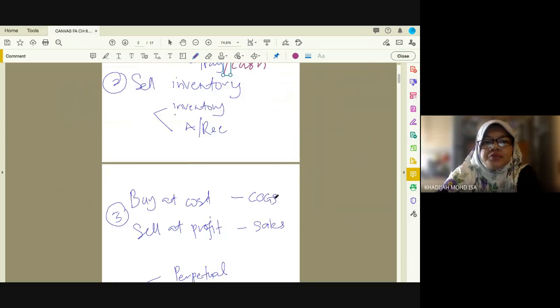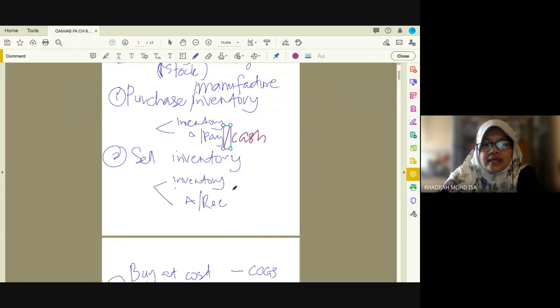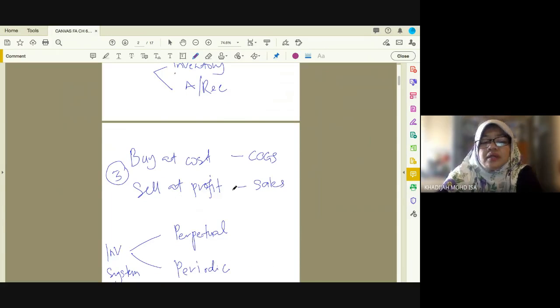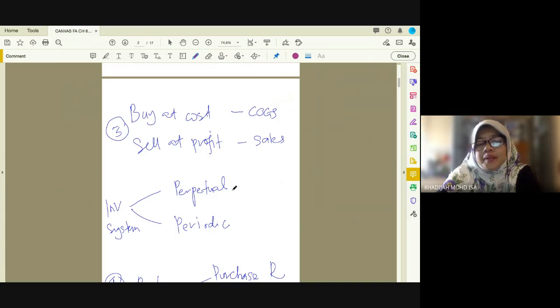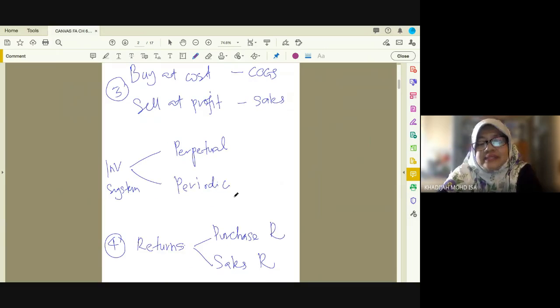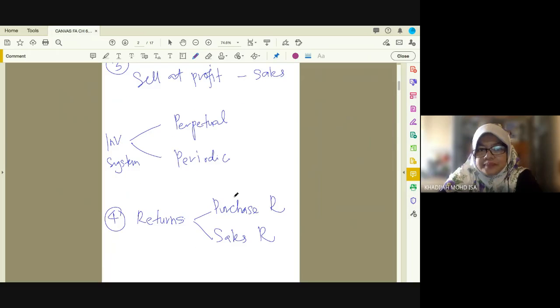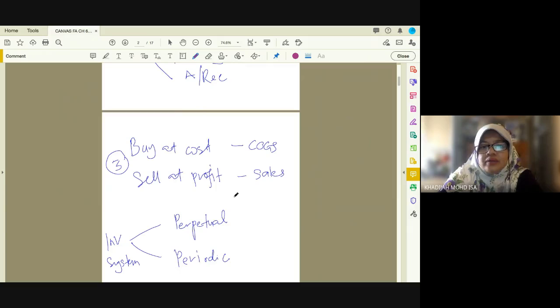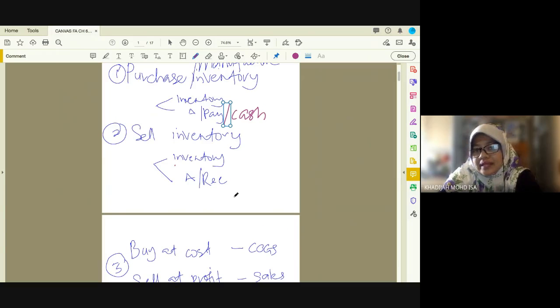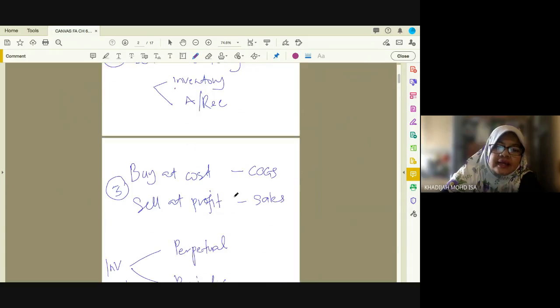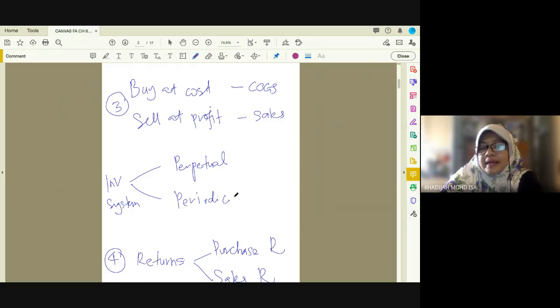But in order for you to record your purchases and your sales, and decide whether you're making a profit or not, it depends on the inventory system applied by the company, whether the company is using the perpetual inventory system or the periodic inventory system. So we are going to go through these two types of inventory system and see how the inventory system affects the recording of your business transactions. We will see how you record a purchase of inventory under perpetual, and then how you record the sale of goods under perpetual, and then under periodic, how you buy and sell your goods.